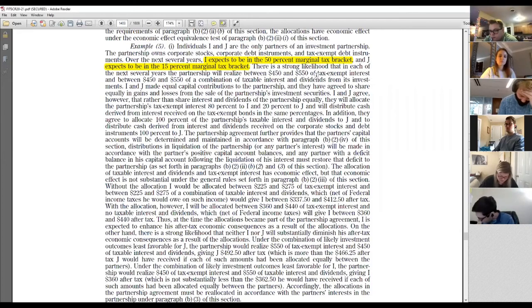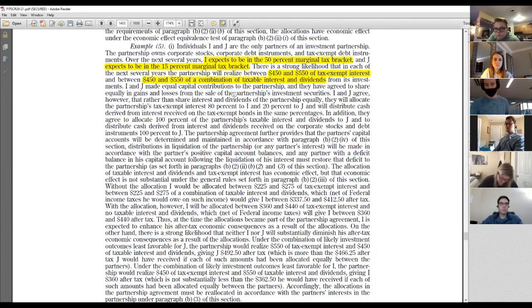There's going to be tax exempt interest, and the range is going to be 450 to 550. That's tax free to whomever it gets allocated to. And we're going to have 450 to 550 of taxable interest and dividends. And again, this was back when dividends was just ordinary income. So we have tax exempt income, and we've got ordinary income. And the ranges that are expected are shown, 450 to 550.